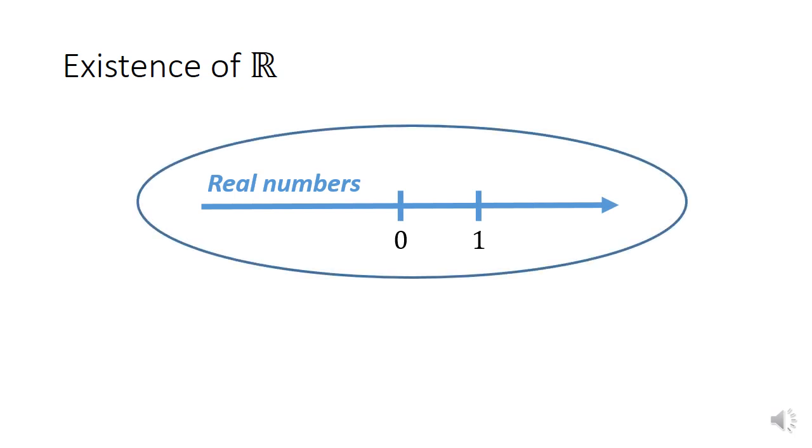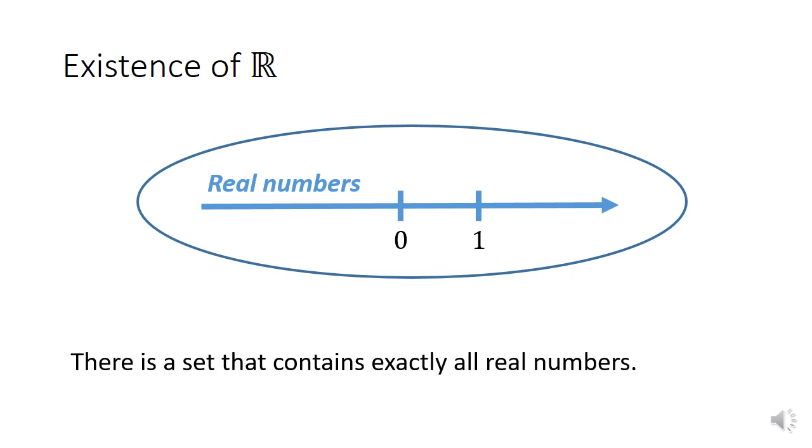Of course, we would like to be able to collect all real numbers in a set. We therefore state the following axiom. There is a set that contains exactly all real numbers. By extensionality, this set is uniquely determined and we denote it with a blackboard bold R. We call this axiom the axiom of the existence of R.